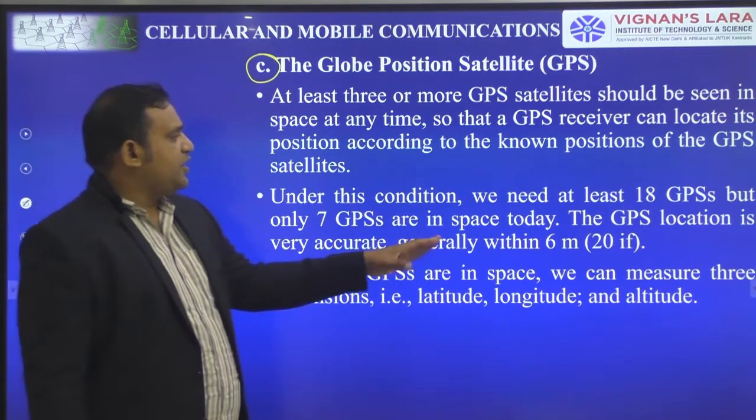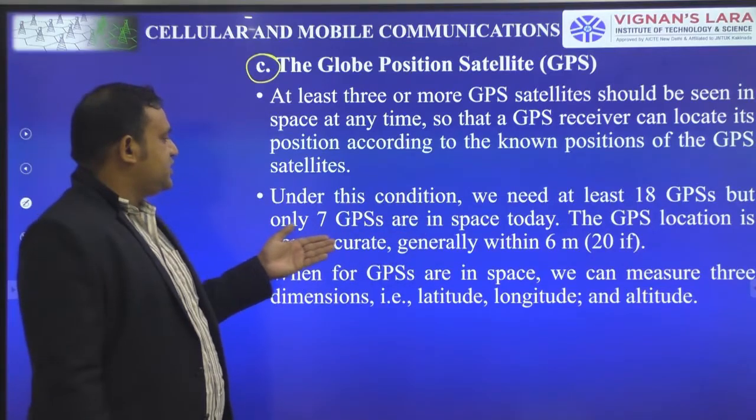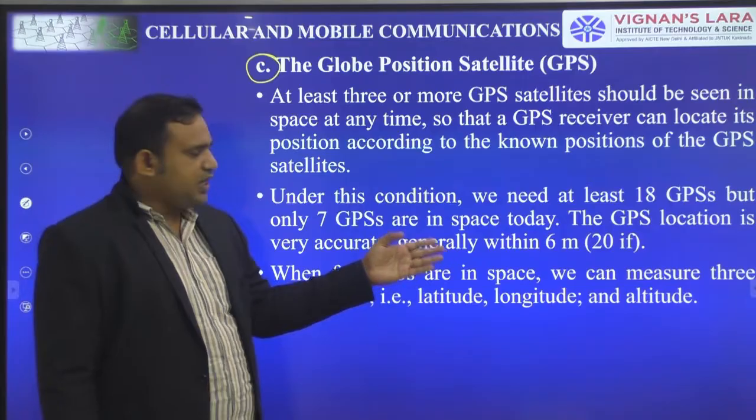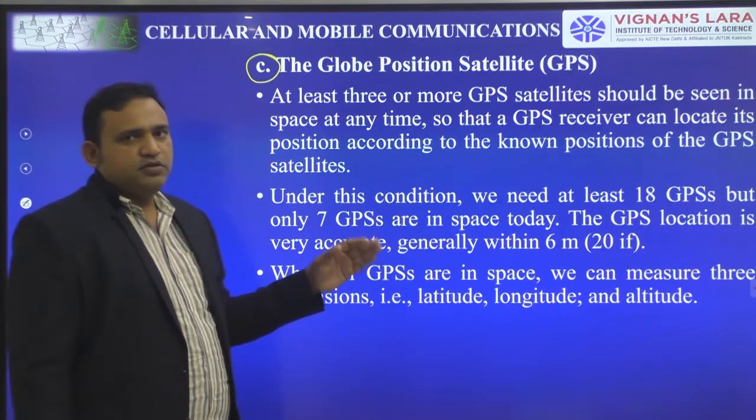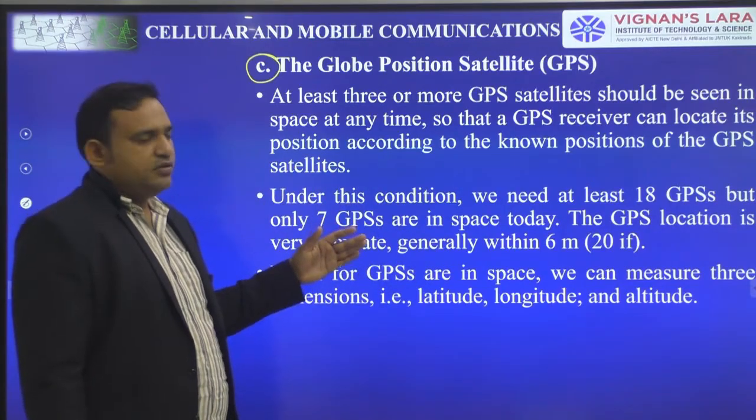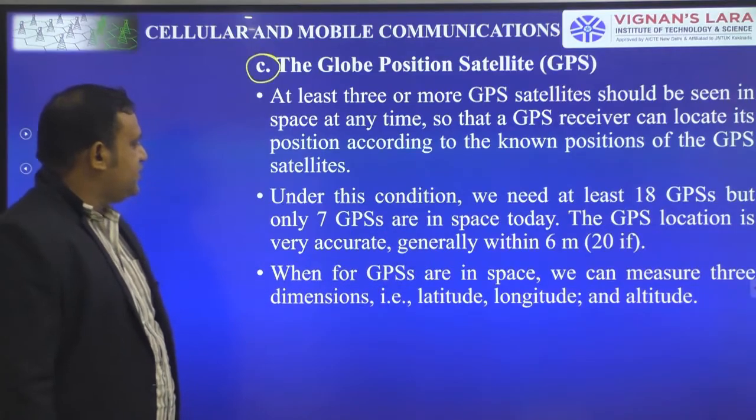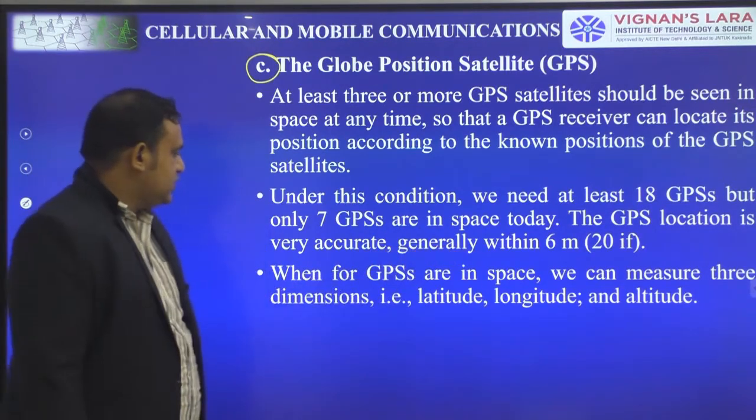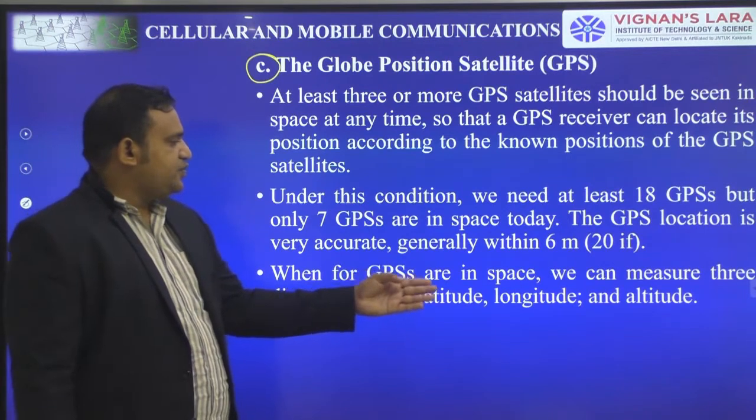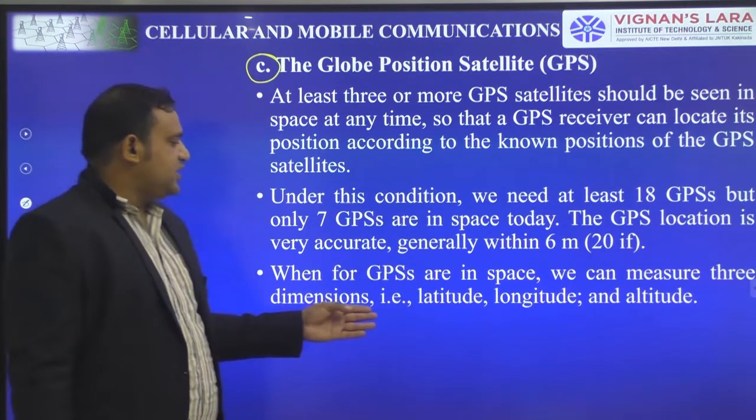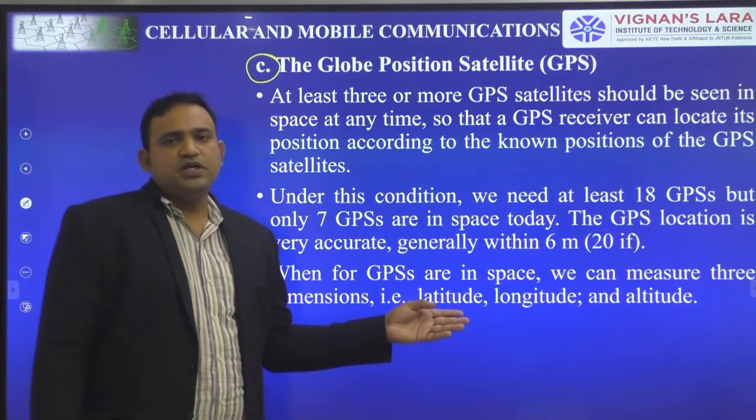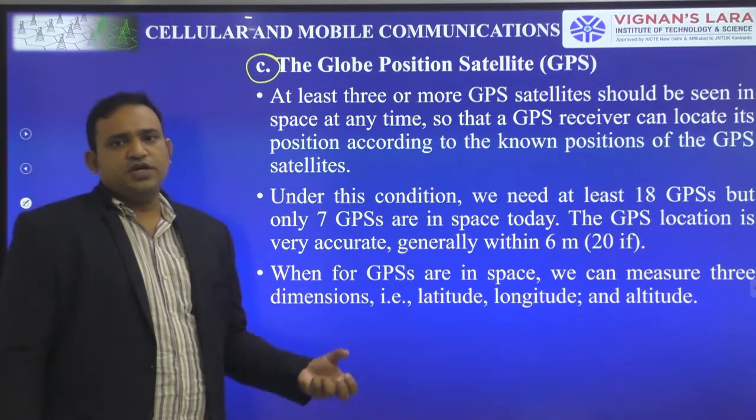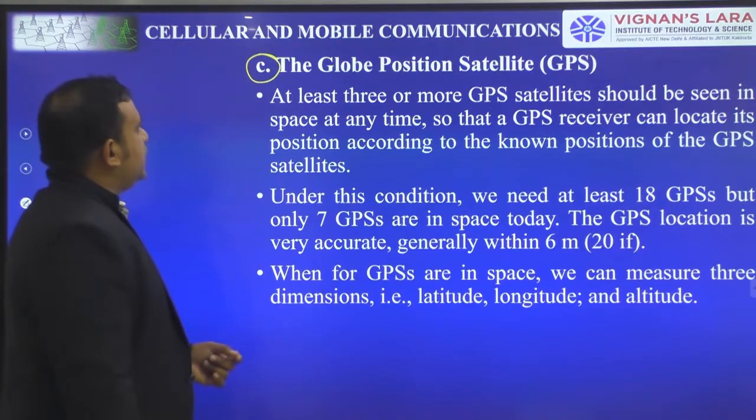Under this condition, we need at least 18 GPS satellites, but only 7 are in space today. Don't worry about the data, the data is very old from when the textbook was written. GPS location is very accurate, generally within 6 meters. When four GPS satellites are in space, we can measure 3-dimensional position, that is latitude, longitude and altitude. So we can easily find out the vehicle location, latitude, longitude and altitude also.